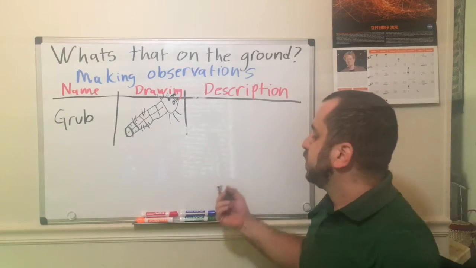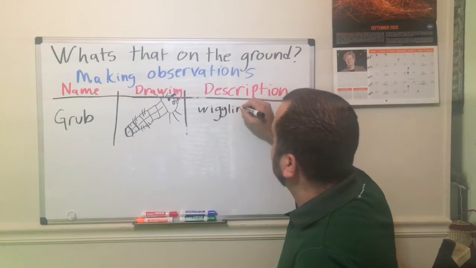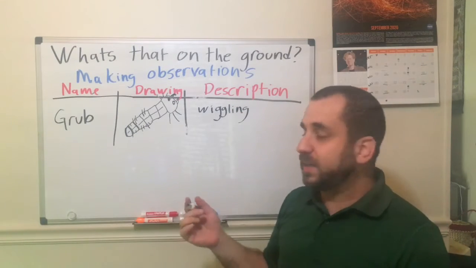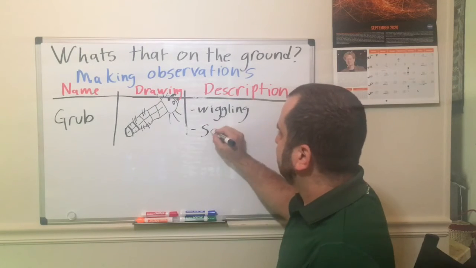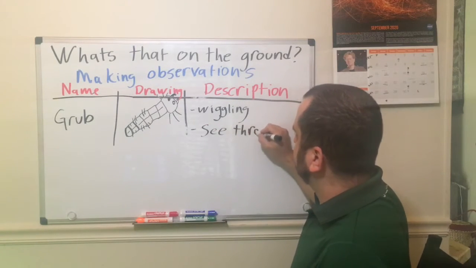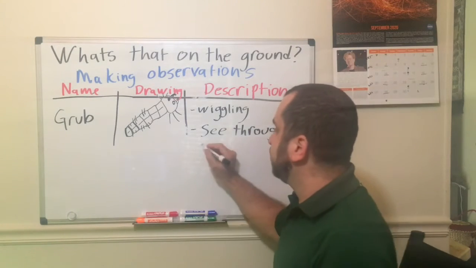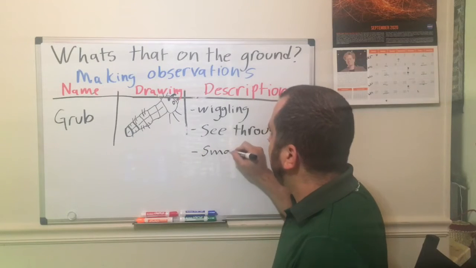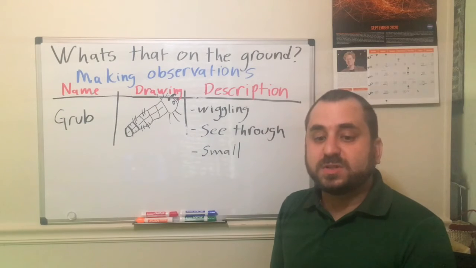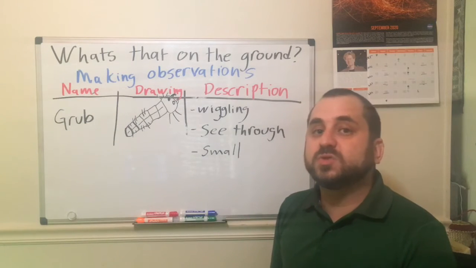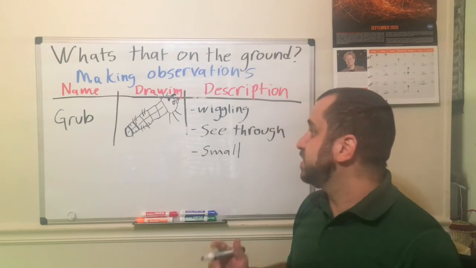Okay, so that's my grub, and then I need to write about what it looked like. What was it doing? So it was wiggling. If you remember, it was trying to move. I could see it moving. It was kind of see-through. Okay, what else? It was very small. Are there any other words that we might want to use to describe this grub? Think about your senses. What it looked like, did it make any sounds? Probably not, since it was so small.